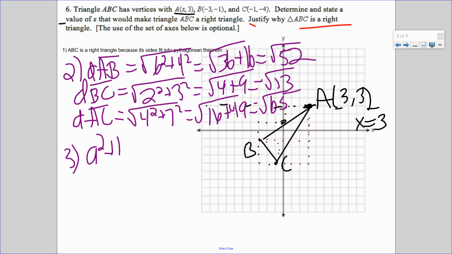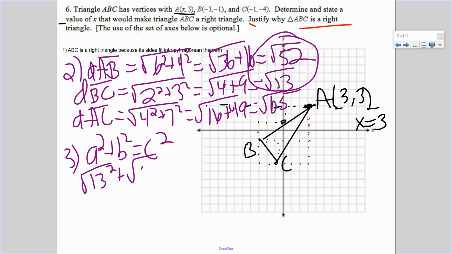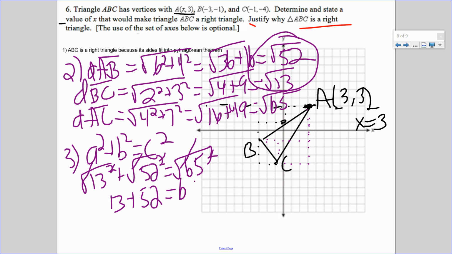So I said I was going to show that it fits into Pythagorean theorem, so now I'm going to show that it fits into Pythagorean theorem. A and B are the smaller sides, so rad 13 squared plus rad 52 squared equals rad 65 squared. Squares and the radicals cancel. 13 plus 52 equals 65, and sure enough, 65 equals 65.